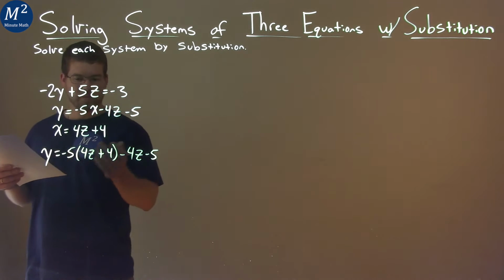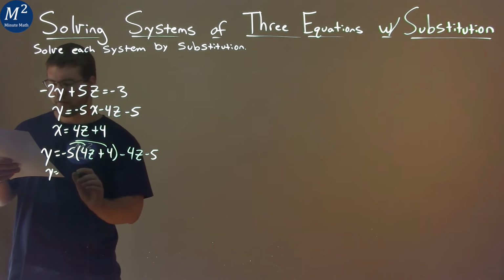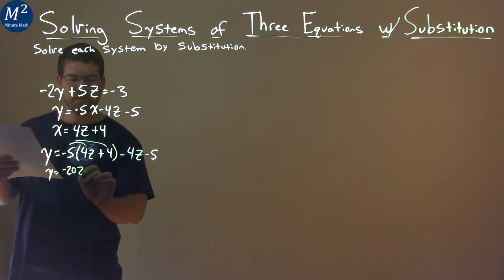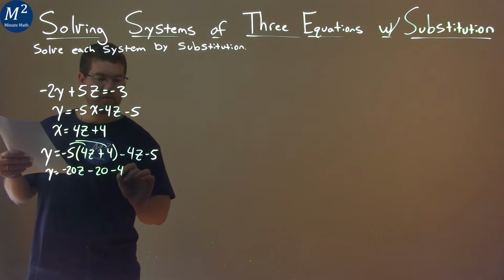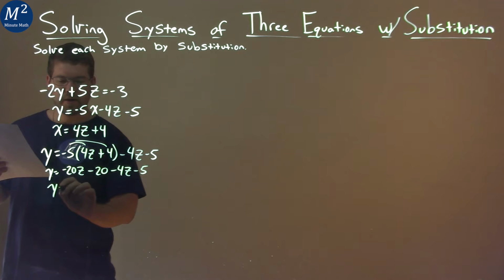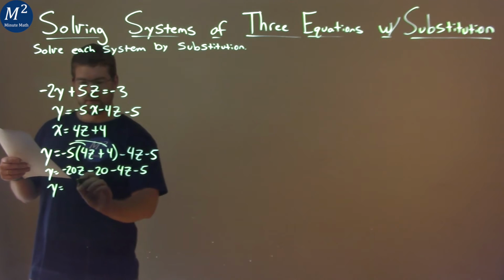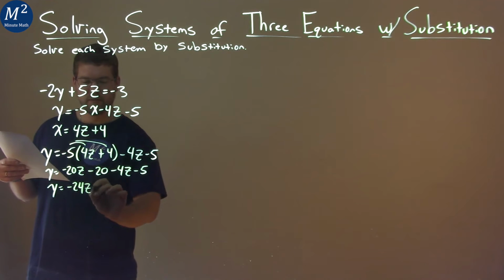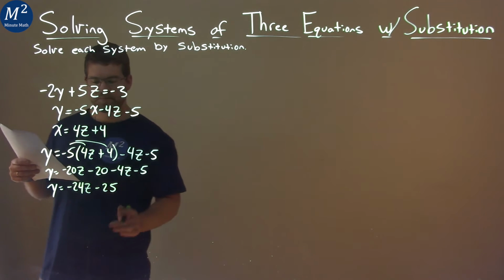Then from there, we're going to simplify and combine like terms. We distribute the negative 5. Negative 5 times 4z is negative 20z, and negative 5 times 4 is negative 20. We minus the 4z here and minus the 5. We now want to combine our like terms. Negative 20z minus 4z is negative 24z. Negative 20 minus 5 is negative 25.